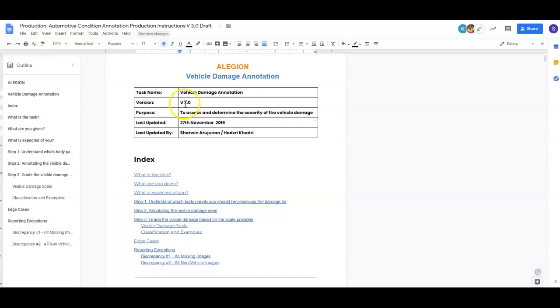training video. At the end of the video, you'll be given a webinar code, and also a link to fill up the webinar sheet, where you will need to fill it up, and only then you will be assigned to the production task. This is because we have changed a few things in the task instructions and also the way we assess the damage. So we would require you to watch this video and understand fully before you actually work on the task.